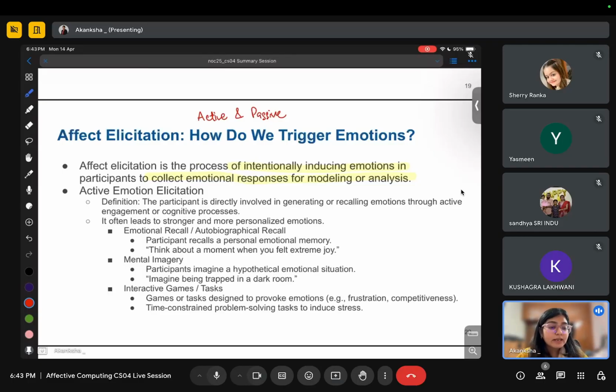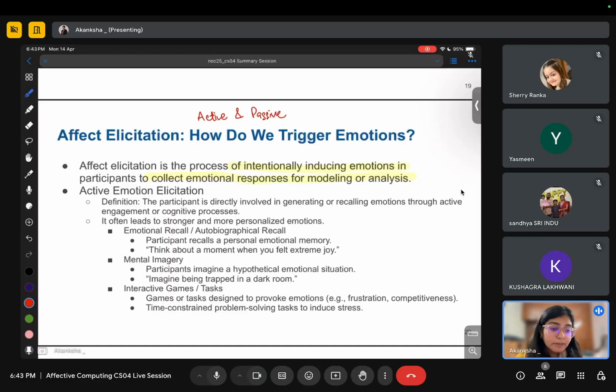Now, how will you collect happy? You will tell me, Akanksha, please mimic a happy face. So I will just smile. This is a happy instance that you just created. Secondly, you can tell me, do you know how to mimic a sad face? So I will just say I'm sad. This is the acted data set.